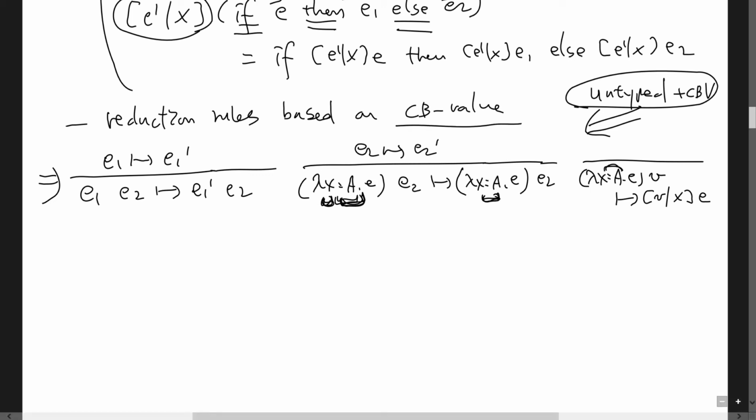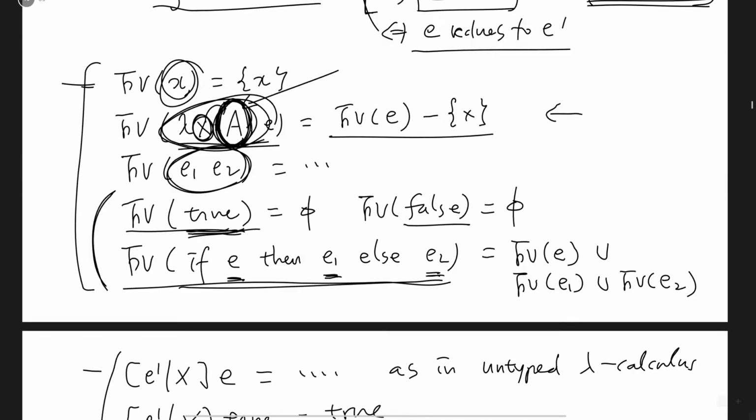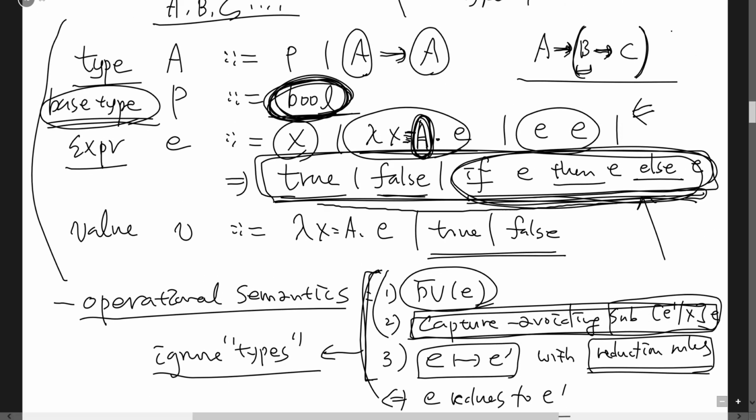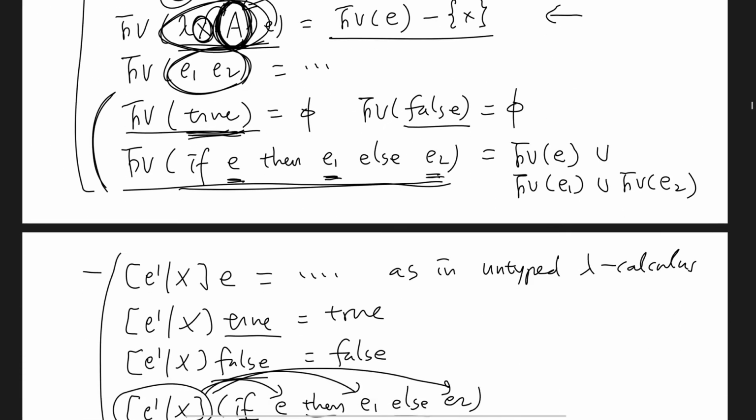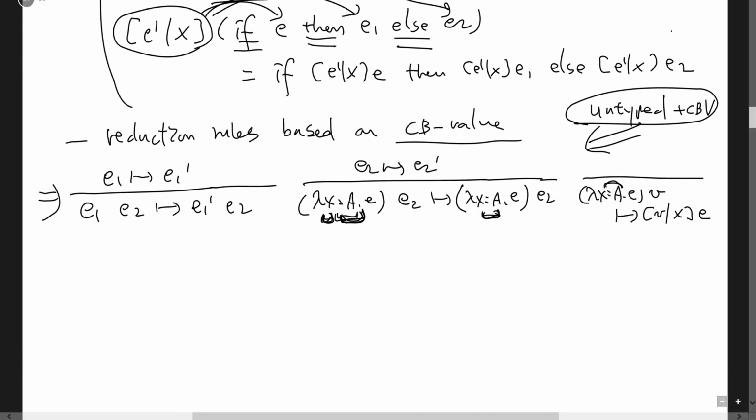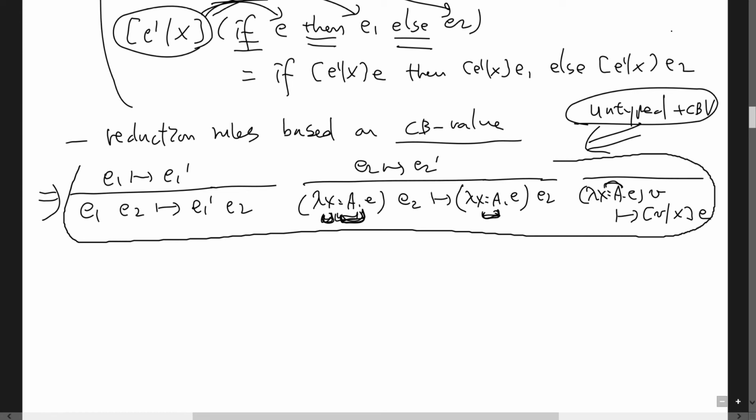And there are three remaining cases because we introduced these language constructs. So similarly to the free variable function and capture avoiding substitutions, we have to introduce reduction rules for these three new language constructs. That's the only remaining job. We can simply inherit all these reduction rules from untyped lambda calculus with a minor adjustment, like this one, and this one.